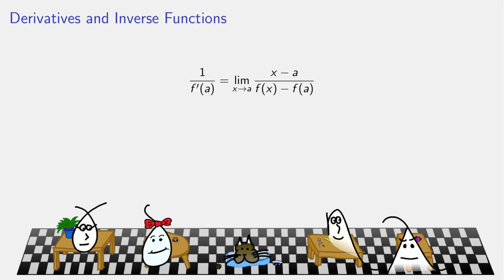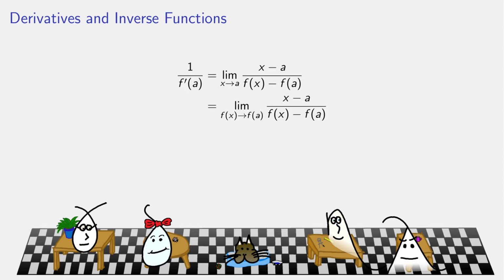So let's get back to that computation. 1 over f prime of a, we've already reduced down to this quotient here, the limit as x approaches a of x minus a over f of x minus f of a. And remember, we're not dividing by 0. Because f prime of a is non-zero by assumption, once x is sufficiently close to a, f of x is not equal to f of a. But x approaches a if and only if f of x approaches f of a.